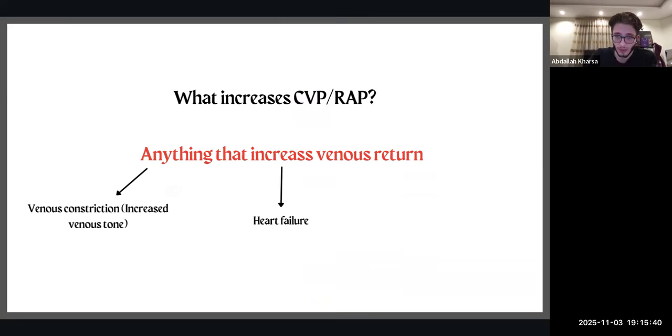The next one is heart failure. If the heart isn't pumping blood out, more blood is going to be returning. Very simple. So that increases venous return. Does that make sense? Is that clear to you guys? If anything is unclear, you can stop me anytime.